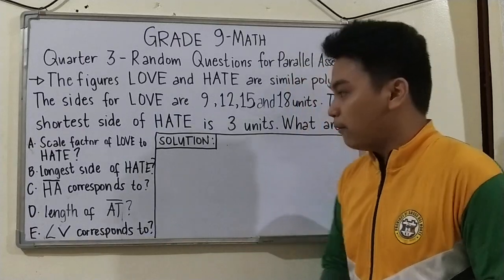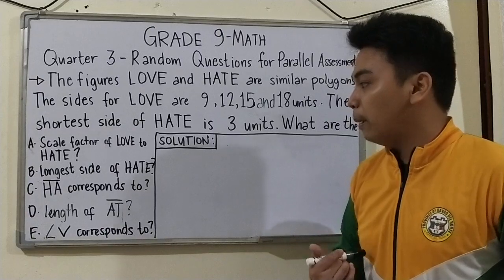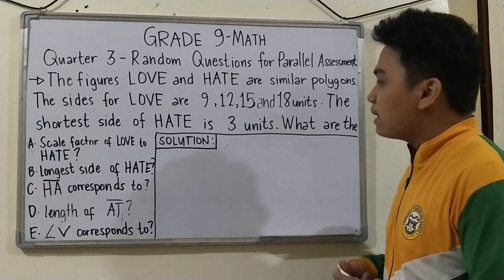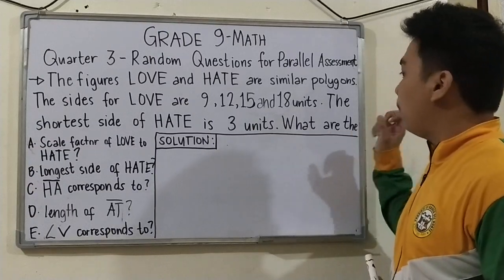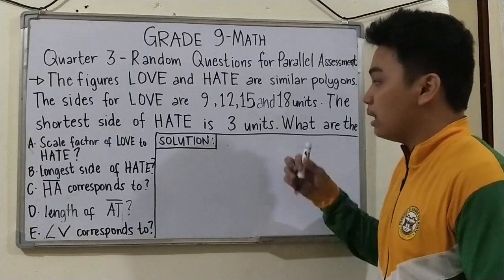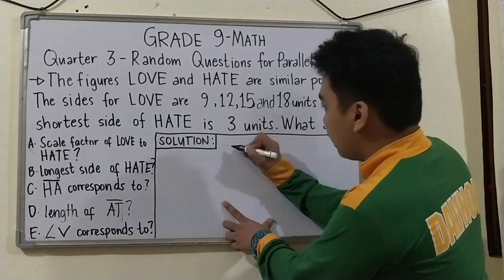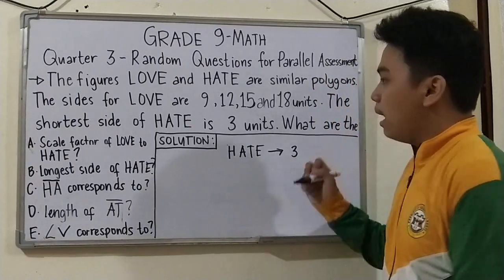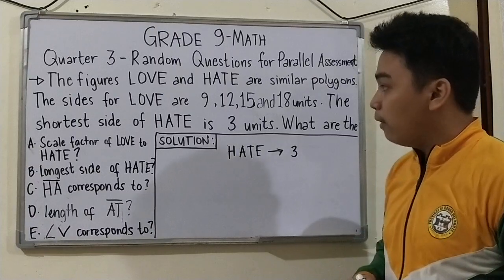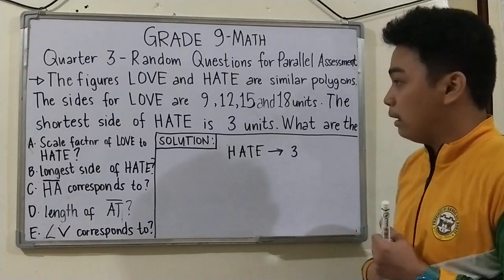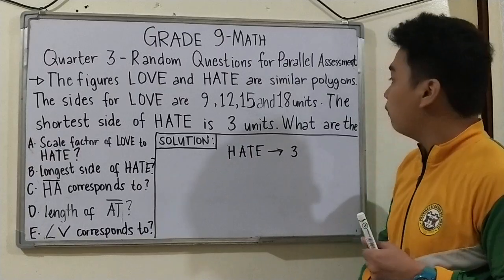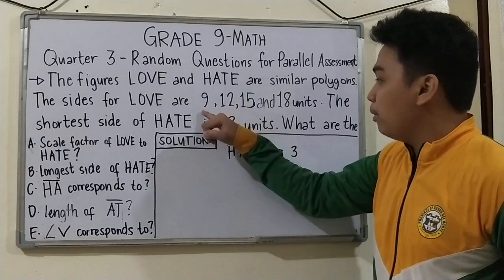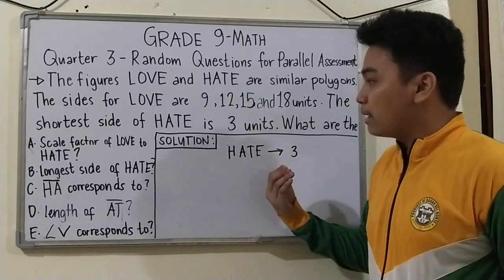So let's start. First, we are going to find the scale factor of the polygon love to the polygon hate. From the given, the shortest side of the polygon hate is 3 units. The given sides for the polygon love are 9, 12, 15, and 18. So the shortest side of the polygon love is 9, because 9 is the smallest, or the minimum side, among the sides.